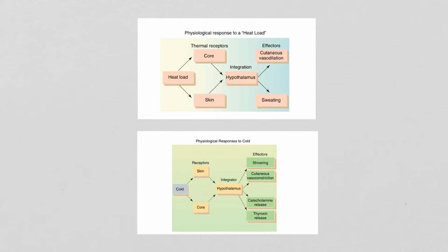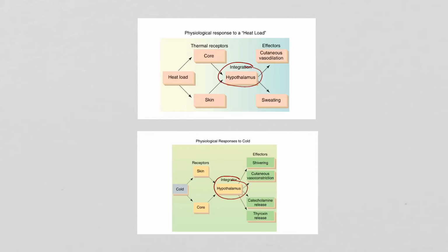First, we'll note that the regulatory center for thermoregulation in the body is in the preoptic anterior hypothalamus, and that's the integration center that's shown here and here on these charts. So let's take the top diagram first, and in response to a heat load, we'll see that our thermal receptors, both located in the core and in the skin, will detect now a change in temperature, that is an increase. And then we'll have our effectors, which will include cutaneous vasodilation as well as sweating.